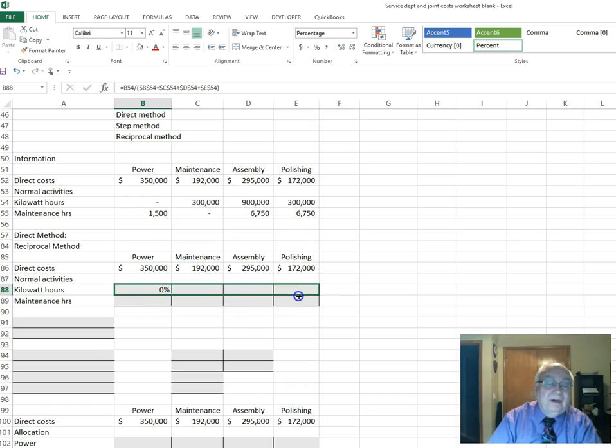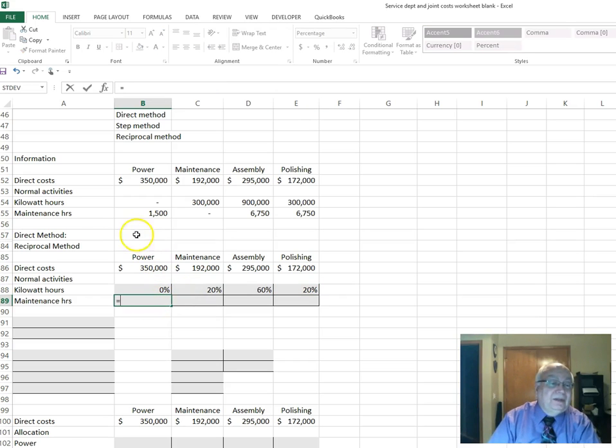But as you copy it across then, it gives you 20%, 60%, and 20%. Because on the second one, we took 300,000 divided by 1.5 million. Then on the assembly, we took 900,000 divided by the 1.5 million. And on the polishing, we took the 300,000 divided by the 1.5 million. Then we're going to do the same thing for the maintenance department.